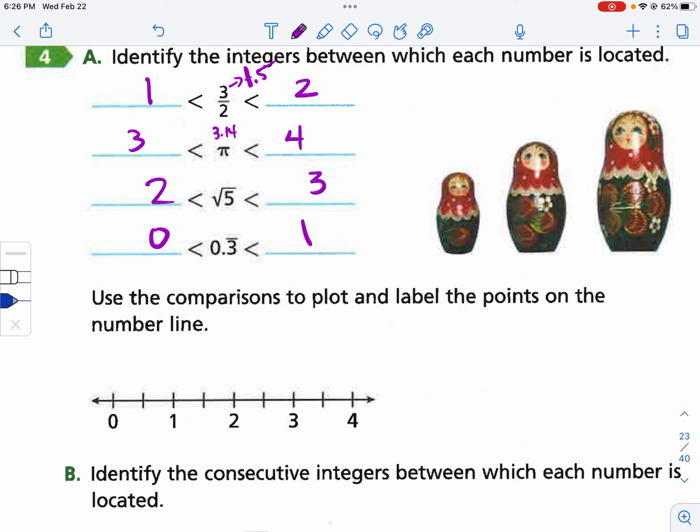So 3 over 2 is 1.5. It's between 1 and 2. This right here is 3 over 2. So pi is between 3 and 4. Pi is right here. 2 and 3. It's closer to 2 than it is to 3. So I'm going to say about here. And 0.3 repeating.